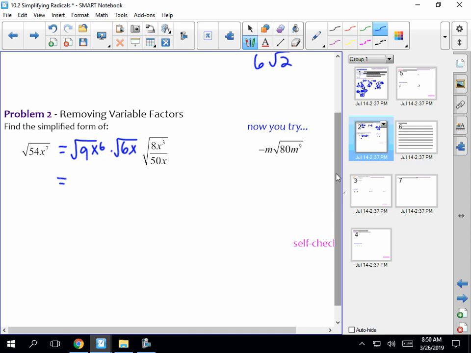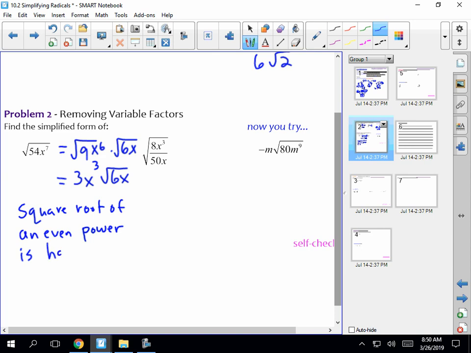So square root of 9 is 3, right? And then square root of x to the 6th would be x to the 3rd, yes, because there are 3 pairs. And so what you do to take the square root of an even power, you might want to write this down, is half that power. So you just list the biggest even power you can that goes into that, and then take half of it.